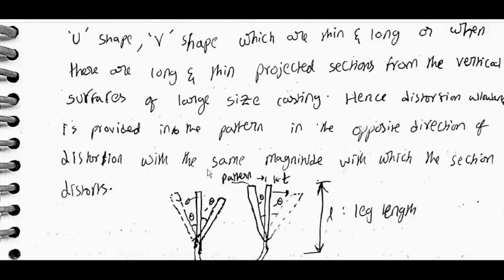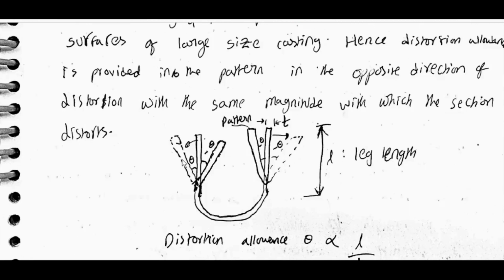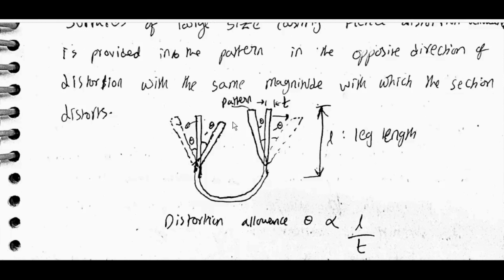of the distortion, with the same magnitude with which the section distorts. For example, if it is going to distort like this afterwards, then the pattern is made inside like this, by angle theta, so that at last it will come out like this, with length L.